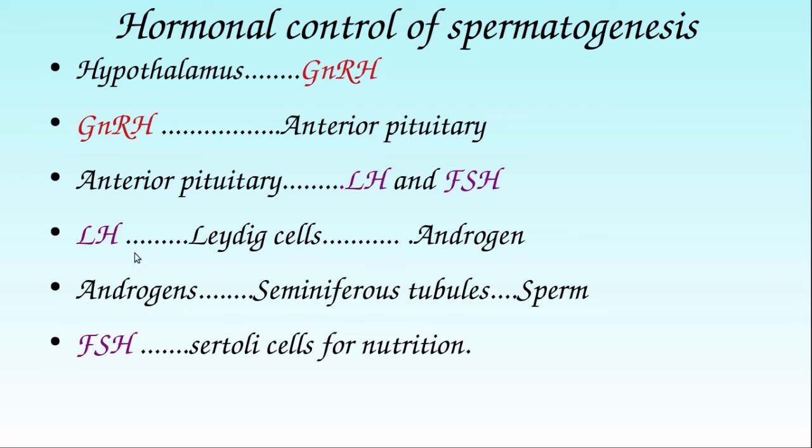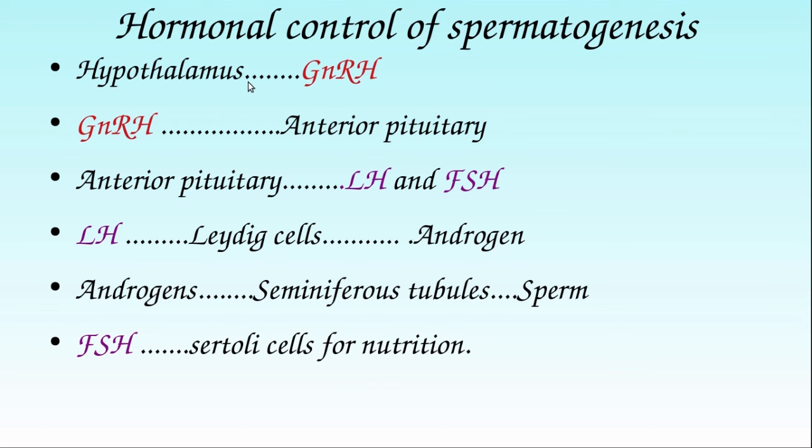Now these androgens act on seminiferous tubules and stimulate them to produce the sperms. So these androgens, testosterones, act on seminiferous tubules to produce the sperms. Now what about FSH? FSH acts on Sertoli cells. It stimulates the Sertoli cells for nutrition of the sperms. You got it? So this is the hormonal control.